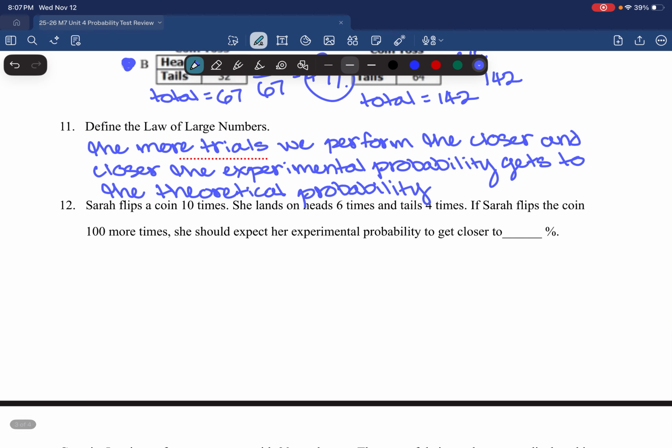All right, Sarah flips a coin 10 times. She lands on heads 6 times and gets tails 4 times. If Sarah flips the coin 100 more times, she should expect her experimental probability to get closer to what? We literally just did this question, so.